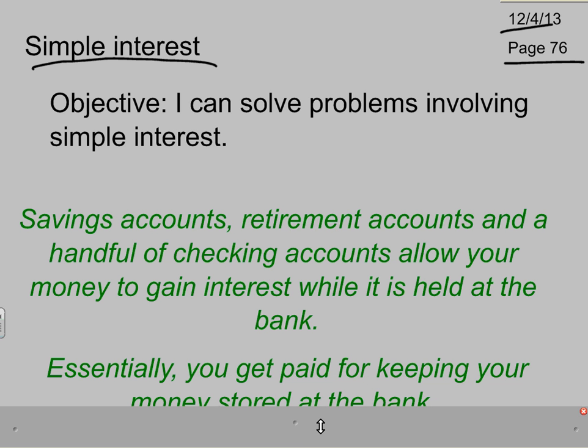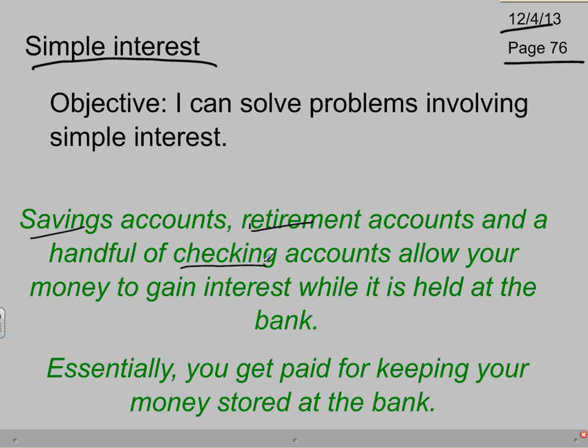Interest is this really nifty thing that happens with banks, especially when you have a savings account, retirement accounts, and some checking accounts let you do it. Not a lot, but some checking accounts allow your money to gain interest while it's held in the bank. What this means is that pretty much if you keep money in the bank, you're going to get paid some money from the bank based on how much you have in your account. So if you have $2,000 in your account, you'll get a certain amount of money back from the bank for keeping your money there at the bank. It's a nice little perk of having a bank account.